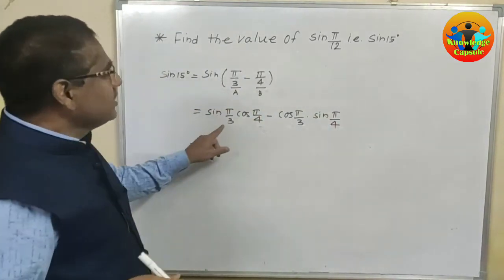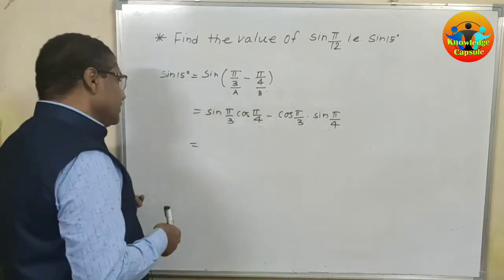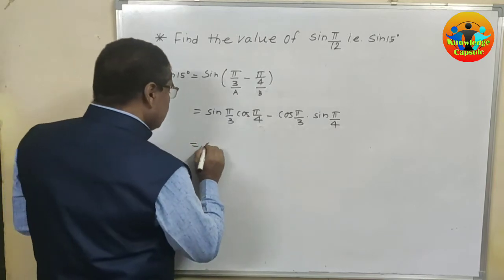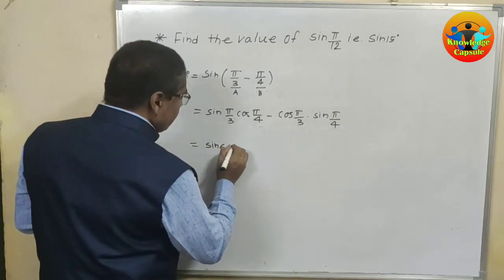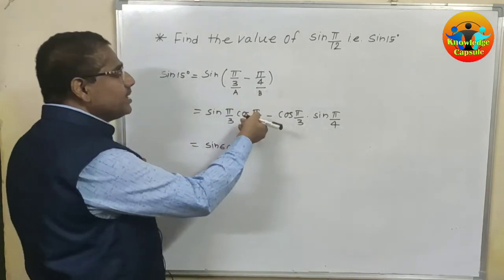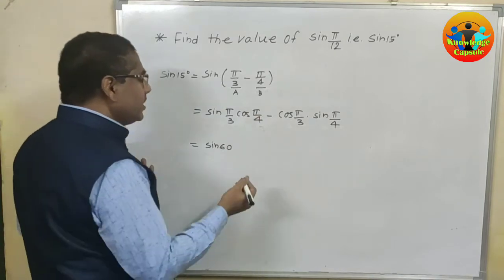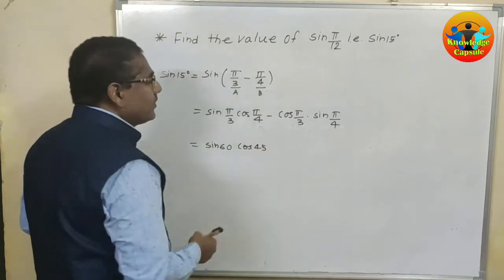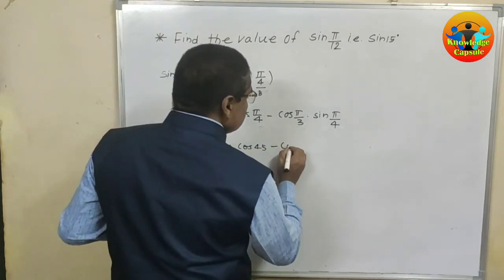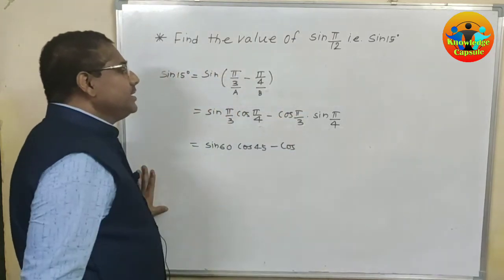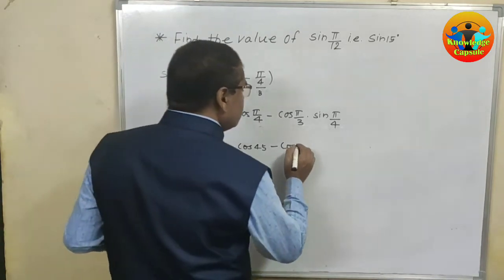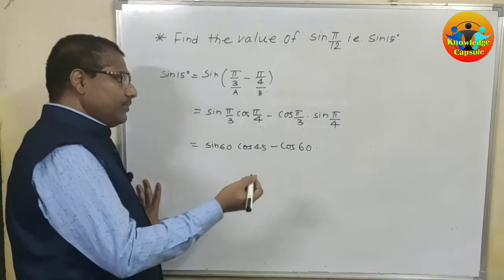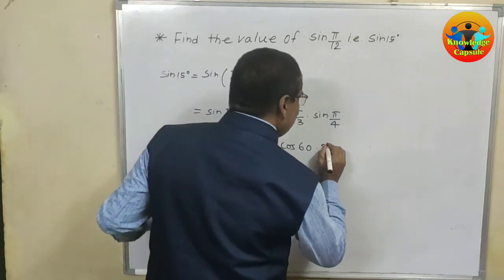Sin pi by 3 is nothing but sin 60 degree. This is pi by 3 radian is equal to 60 degree. Therefore sin 60 degree into cos pi by 4 radian is equal to 45 degree, cos 45 degree, minus cos pi by 3 radian nothing but 60 degree, cos 60 into sin pi by 4 nothing but 45 degree, sin 45.